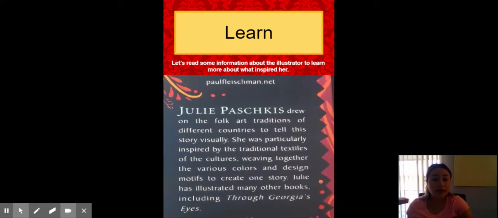So let's read some information about the illustrator to learn more about what inspired her. Remember, the illustrator is the person who created the pictures inside the book. Listen to me read it to you. Julie Paschkes, I hope I said that right, drew on the folk art traditions of different countries to tell this story visually. She was particularly inspired by the traditional textiles of the cultures, weaving together the various colors and design motifs to create one story. Julie has illustrated many other books, including Through George's Eyes.